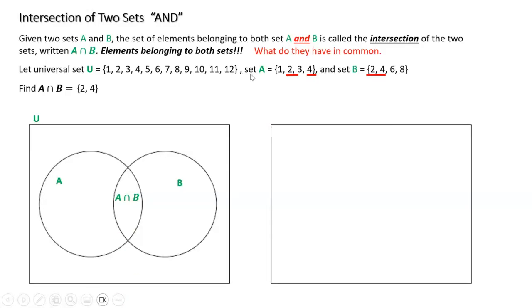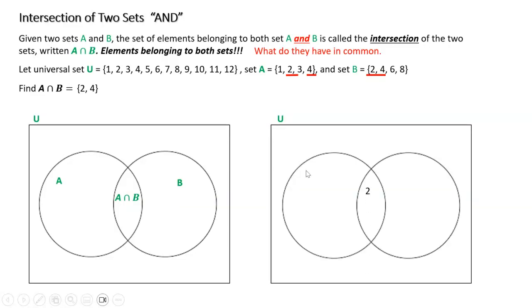Now, let's put this given example as a Venn diagram. This is my universal set. First, we start with what they have in common, which is the 2 and the 4. You always start where they intersect. And then we go to set A. A contains 1, 2, 3, 4. The 2 and the 4 are already here, so we got to put the 1 and the 3.